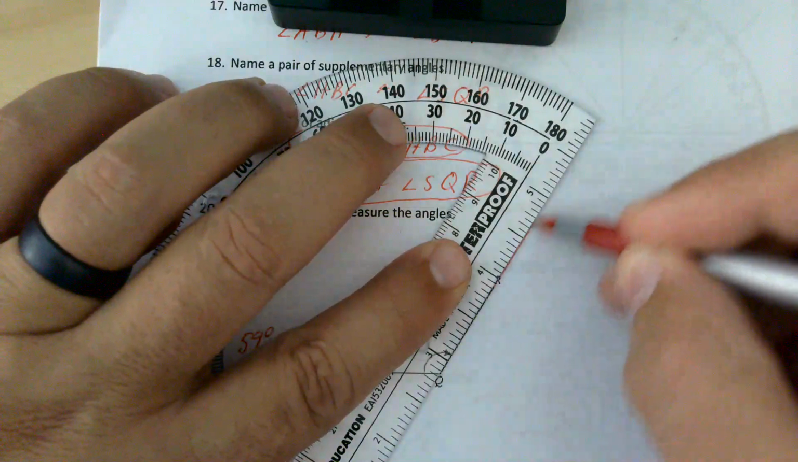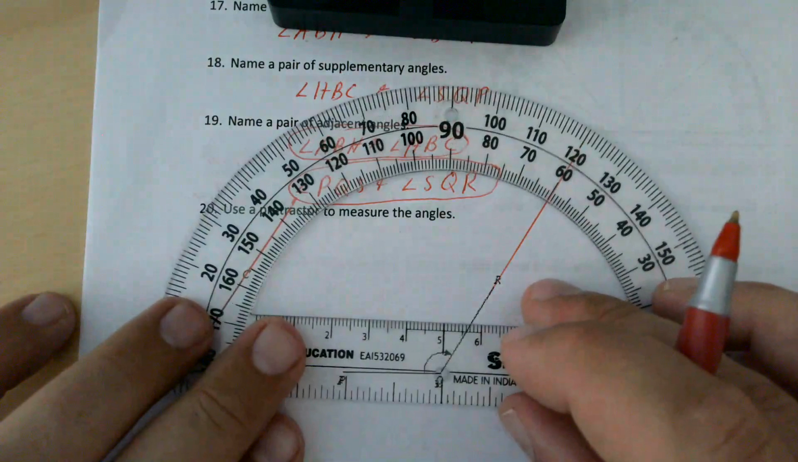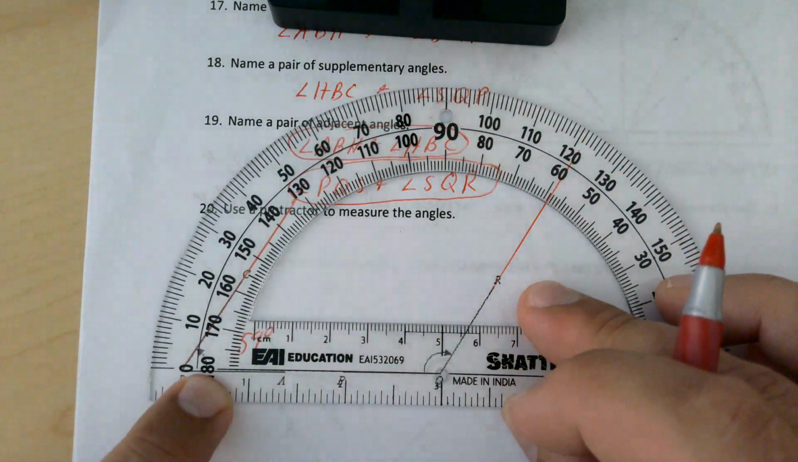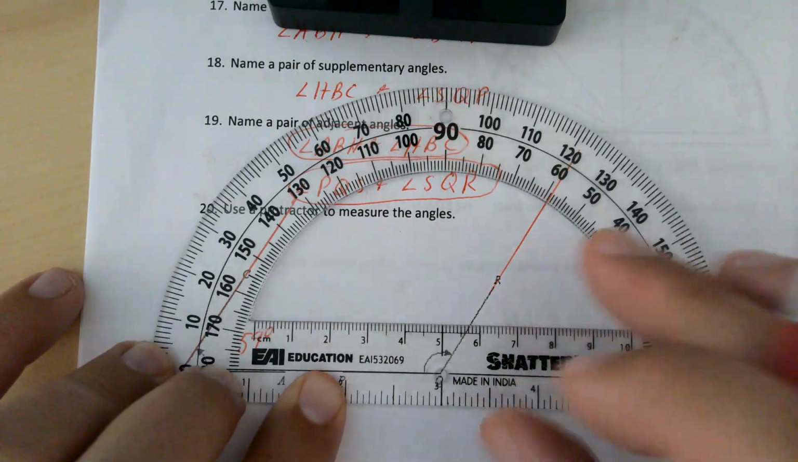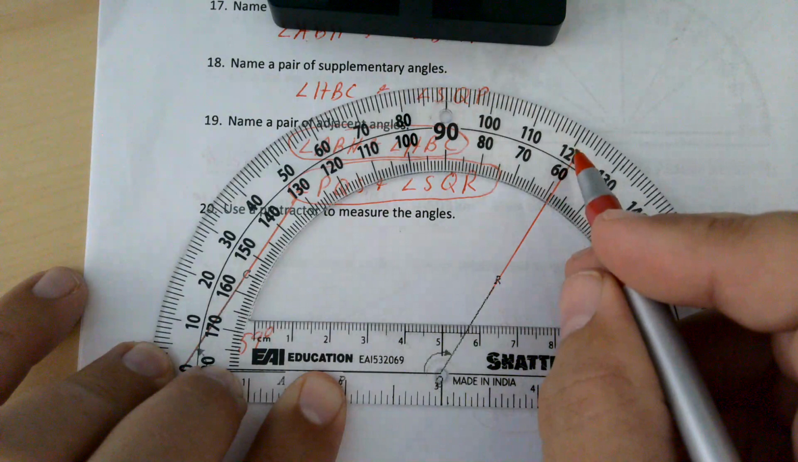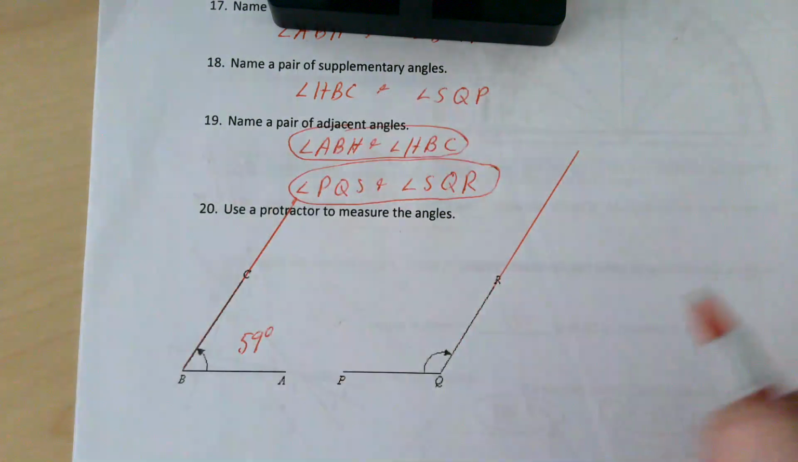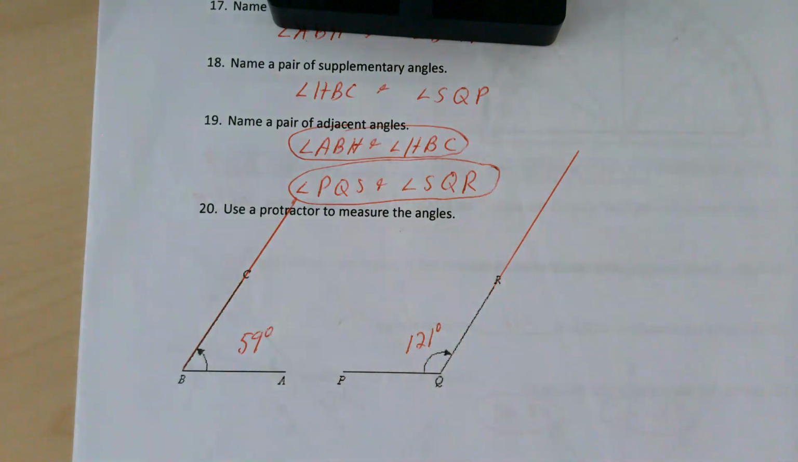Let me make this one longer just so we can see. So try to make it as straight as possible. Like that. I line this up and I make sure this ray is going through 0. And now I'm looking at this. I use the outside because this is definitely obtuse. So I'm going to say it's about 121 degrees.